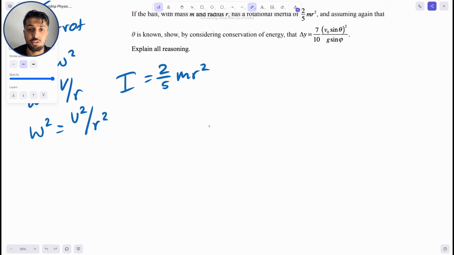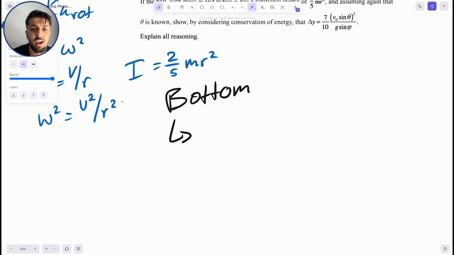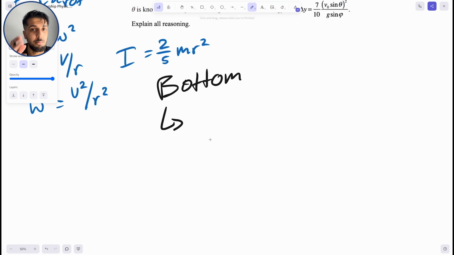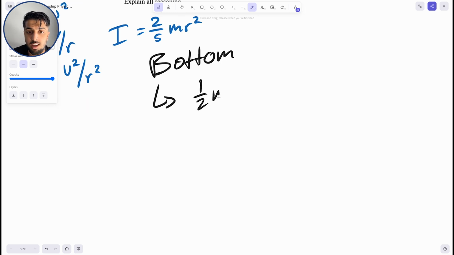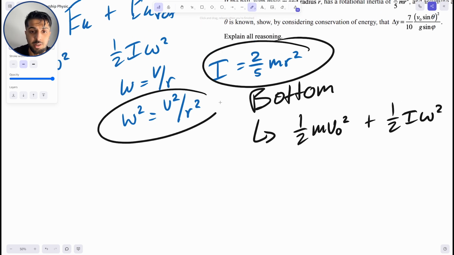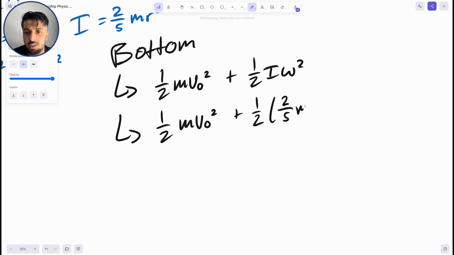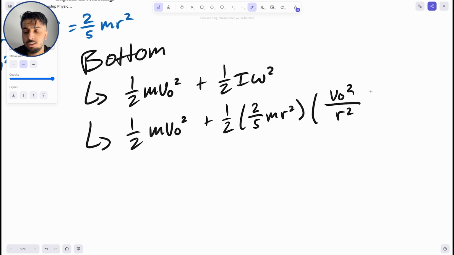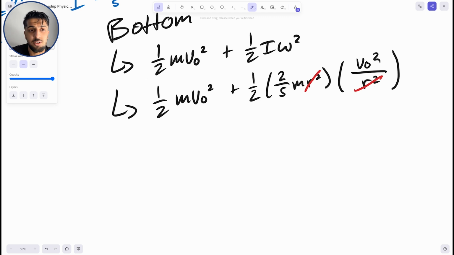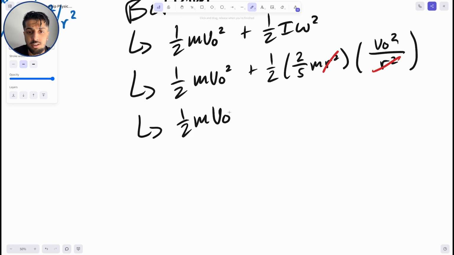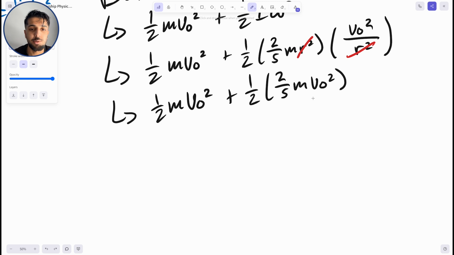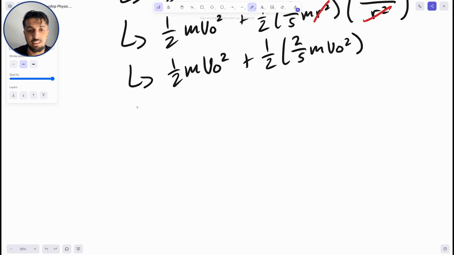So now if we look at our conservation of energy, at the bottom, we have kinetic energy and rotational kinetic energy, but no gravitational potential energy. And so we have half mv0 squared plus half I omega squared. Now plugging in our I and our omega, we get half mv0 squared plus half 2 over 5 mr squared v0 squared all over r squared. Now, as you can see, the two r squares cancel out, and therefore we get half mv0 squared plus half 2 over 5 mv0 squared. And now we have two separate expressions with the same variables, and so we can add them together, and that equals 7 over 10 mv0 squared.